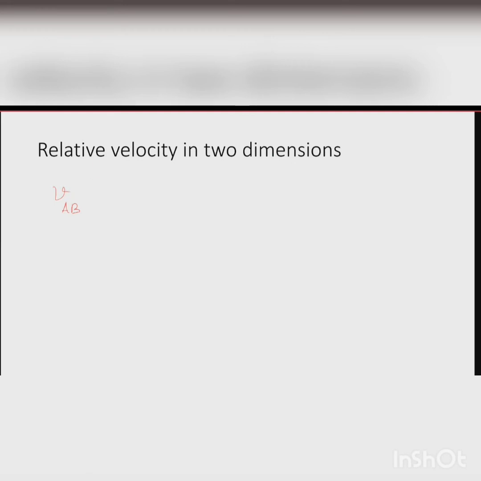So if object A is moving with velocity VA and object B is moving with velocity VB, in one dimension we simply saw that the velocity of A as perceived by B, or velocity of A as seen by B, would be VA minus VB. Now velocity of B with respect to A would be the velocity of B as seen by A. So how will A perceive the motion of B? It was velocity of B minus velocity of A.